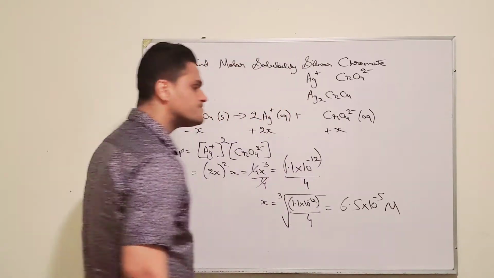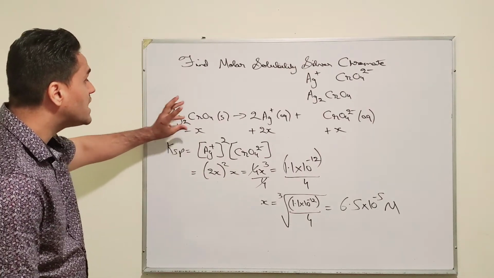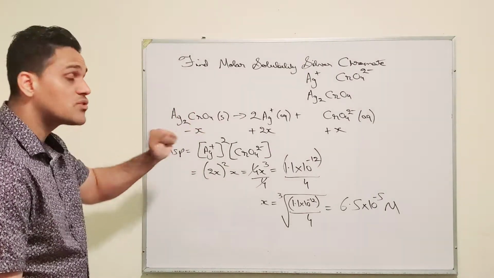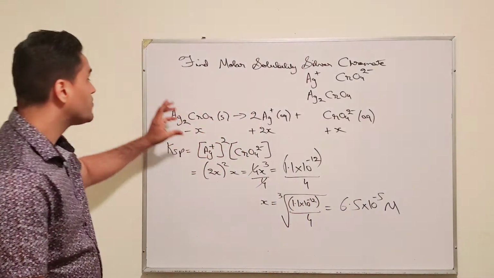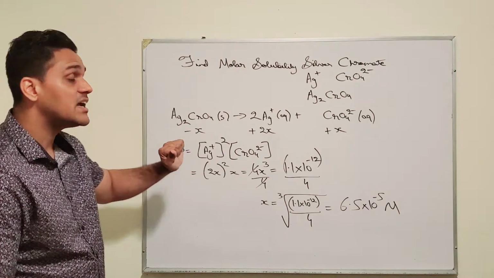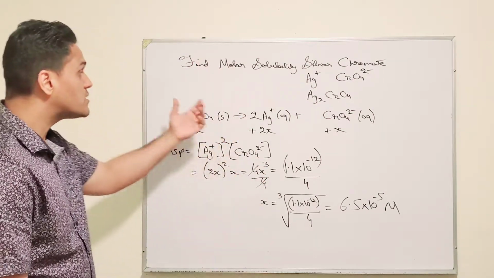Now guys, what's x? X tells me how much of Ag2CrO4 is going to dissolve. How many moles per liter of Ag2CrO4 is going to dissolve, which in other words is your molar solubility. So we found our answer.